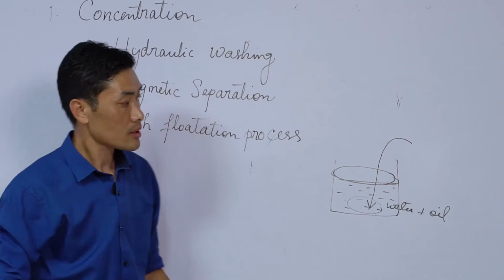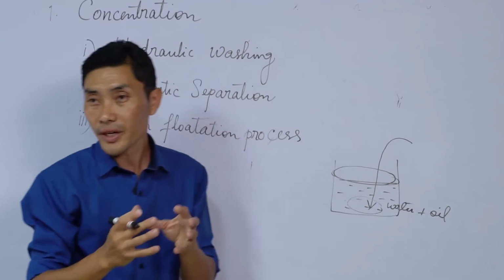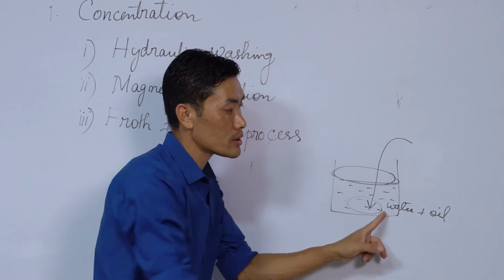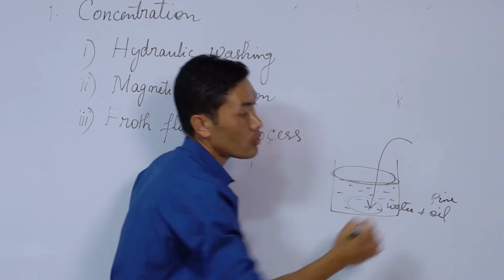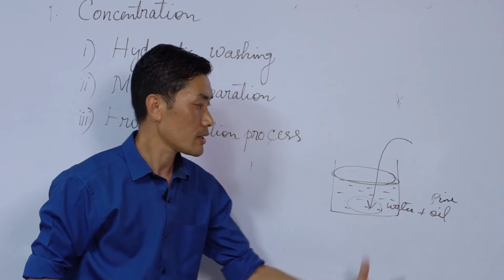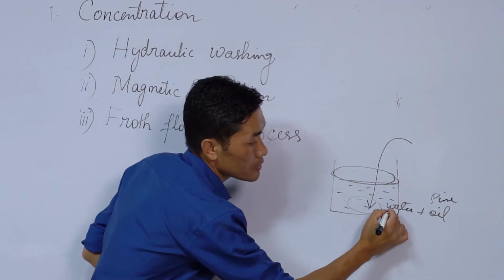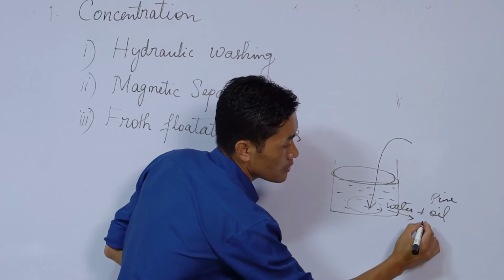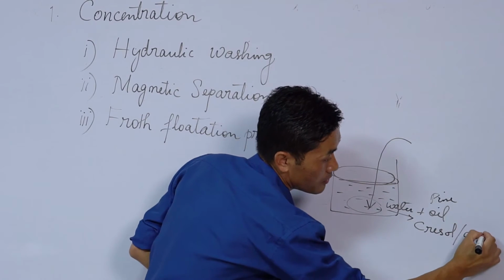In actual practice, the powdered sulfide ore along with the impurities are put into a vessel containing water and some oil, like pine oil or some fatty acids, mixed with water here. Then we put some substances which are called froth stabilizers. This can be either cresol or aniline.